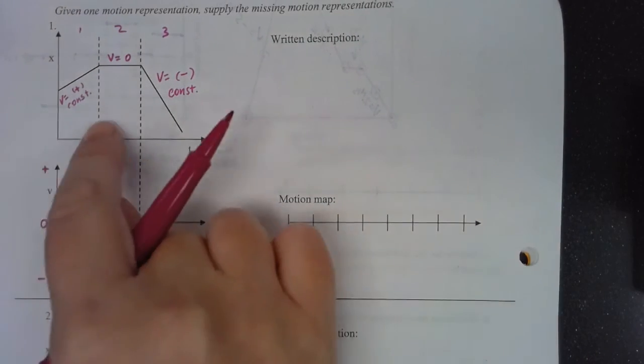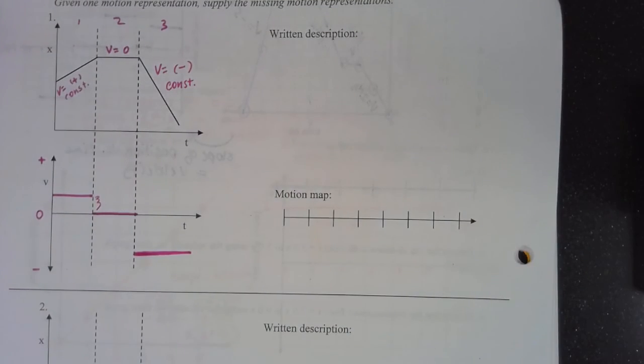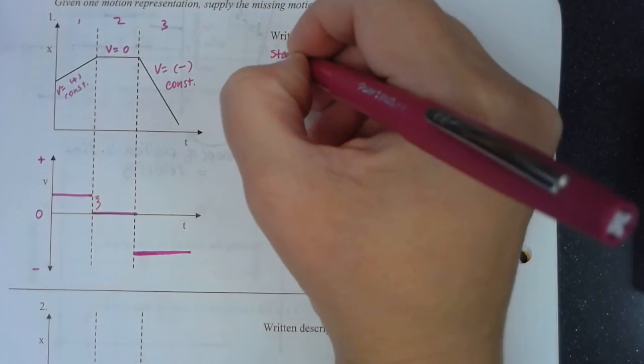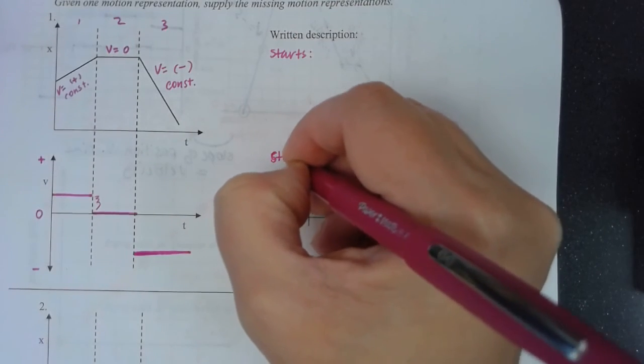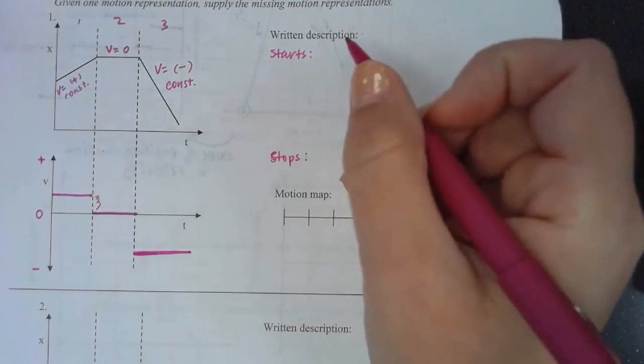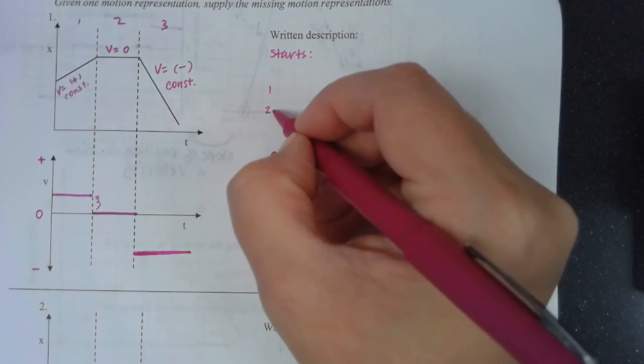All right, so now we got those two. Written description. We're going to need to write something about when the object starts. We're going to need to write something about where the object stops. And then we've got some motion in between, right? We've got those 3 chunks in between.